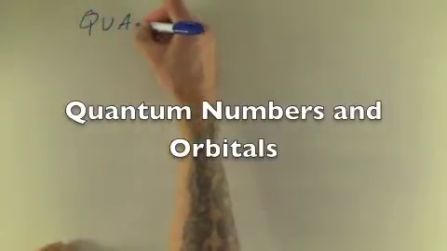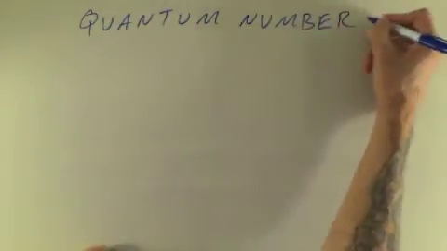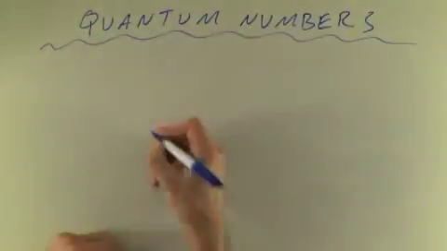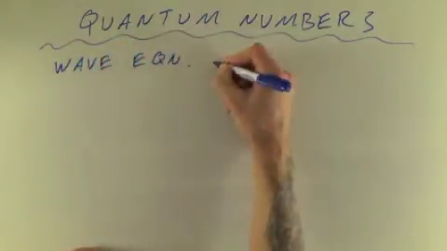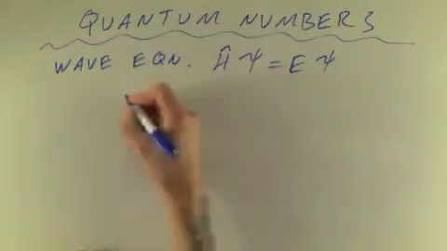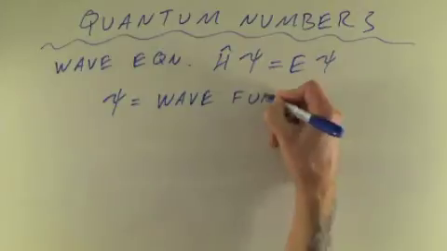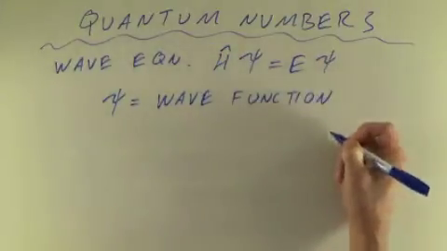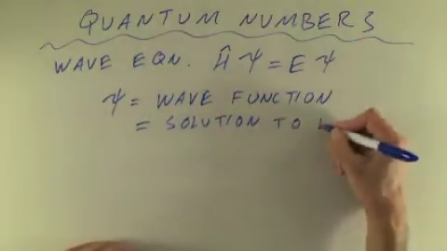All right, we're going to talk about quantum numbers and how we can get some information out of them and how we can use them to represent some pictures of electron density. So the wave equation, or the Schrodinger equation, H psi equals E psi, where psi is what's called the wave function. The wave function is the solution to the wave equation.